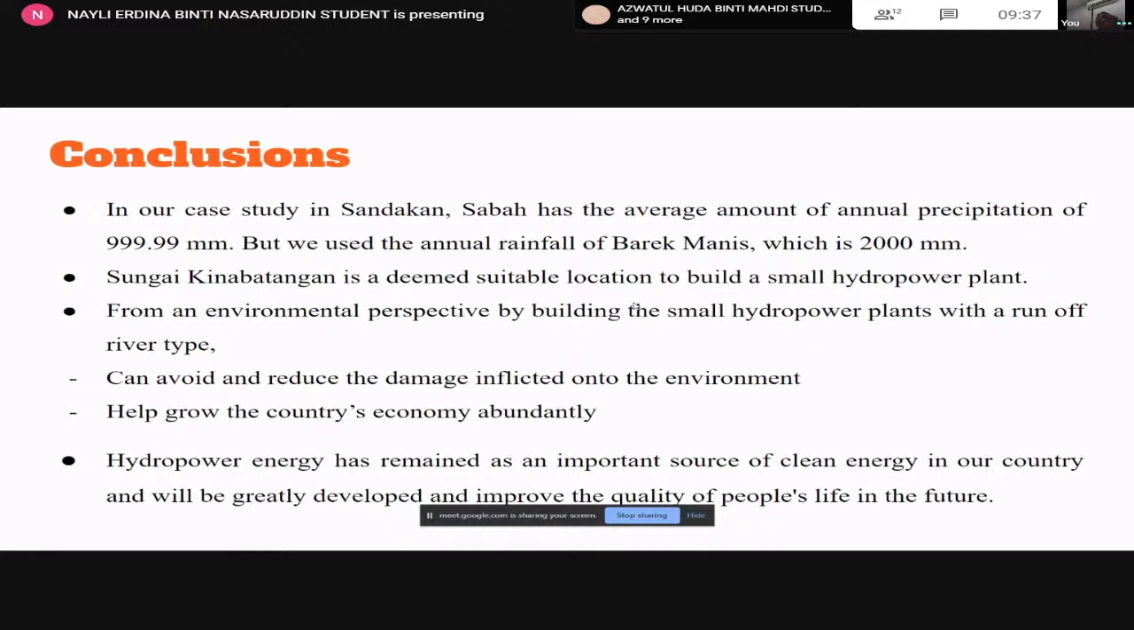Finally, it is clear that all the objectives in this case study had been achieved. Our case study in Sandakan, Sabah has the average amount of annual precipitation of 999.99 millimeter, but we use the annual rainfall of Batu Manis, which is 2000 millimeter. Sandakan is deemed a suitable location to build a small hydropower plant with a constant and continuous supply of water throughout the year.